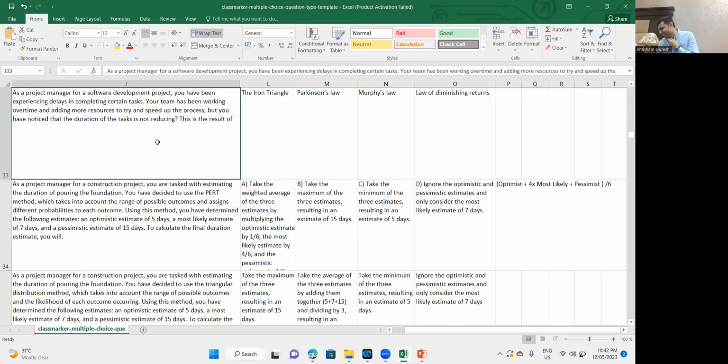As a project manager for a software development project, you have been experiencing delay in completing certain tasks. Your team has been working overtime and adding more resources to try and speed up the process. But you have noticed that the duration of the task is not reducing. This is the result of, what do you think, Parkinson's law or Murphy's law?